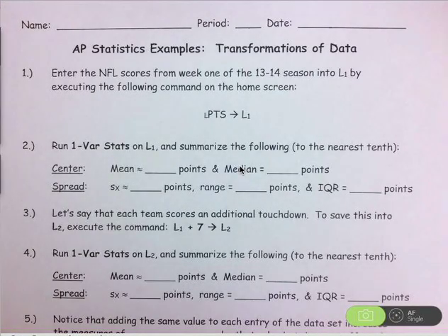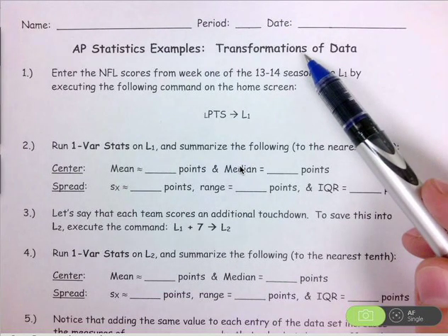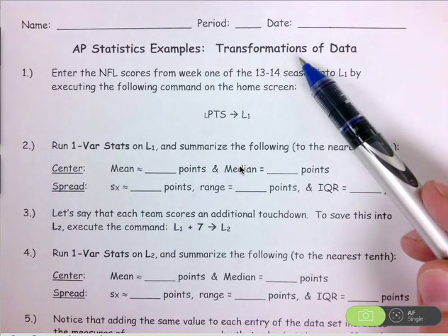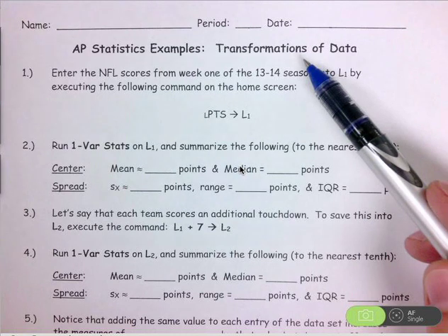In this lesson, we're going to look at what happens when we transform data. What happens to the different measures that we use to describe that data, measures of center or measures of spread? By transformation we mean what happens if we add or subtract to every value in the data set, or what happens if we multiply or divide every value in the data set by the same value?